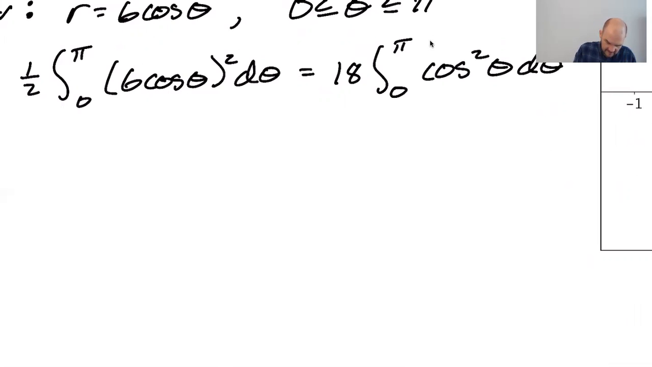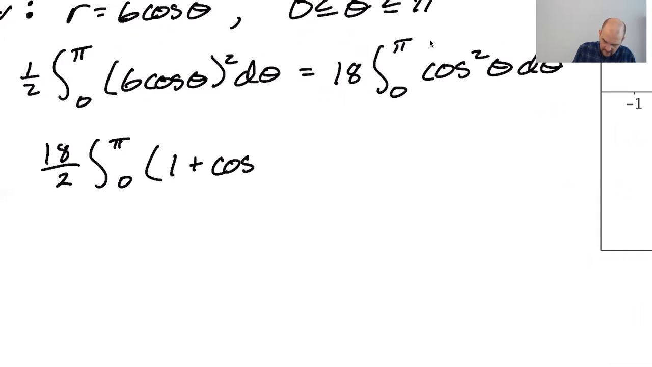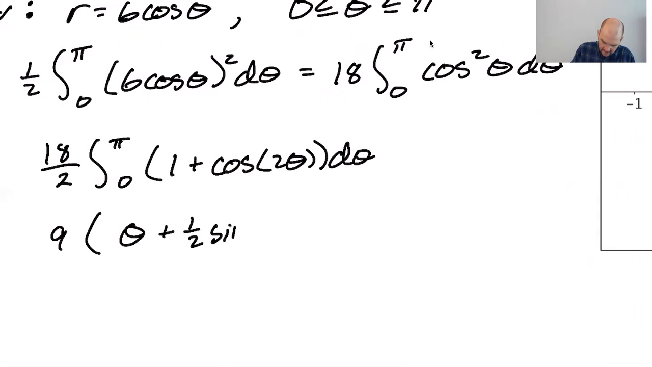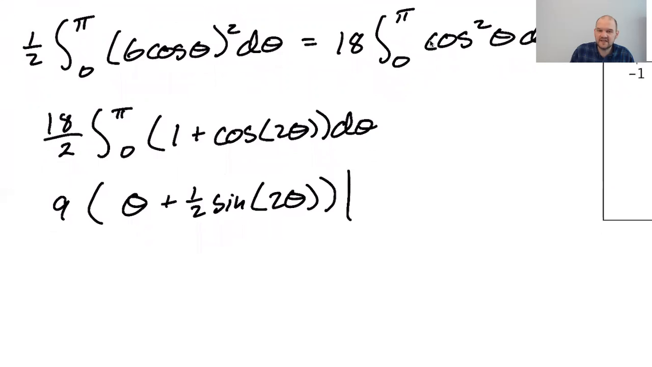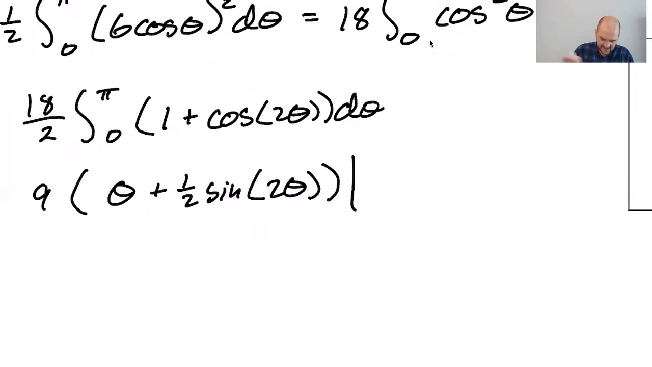So I'm going to replace it. I'm going to take out the 1/2. 0 to pi, 1 plus cosine of 2 theta d theta. So that's 9, and then it's theta plus 1/2 sine of 2 theta. You end up with sine a lot because you're almost always integrating cosine. And also you frequently just get 0 for that part, because you're almost always on the x-axis where sine is 0. So that's just a nice little bonus that sometimes will happen.